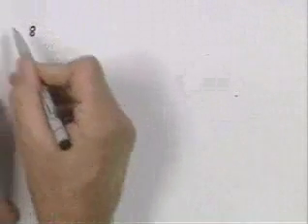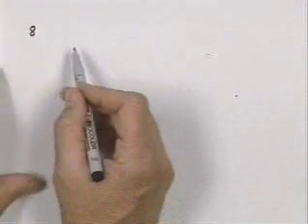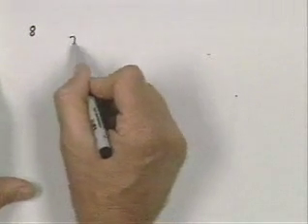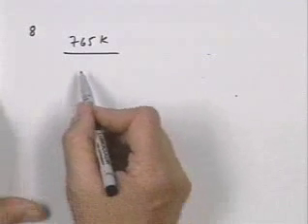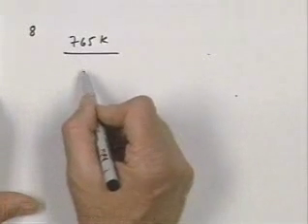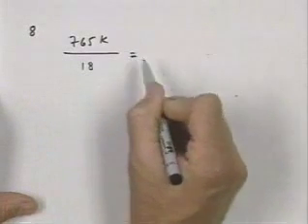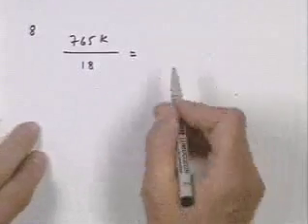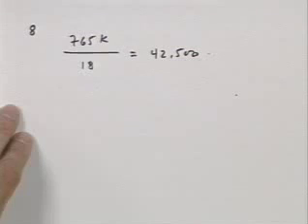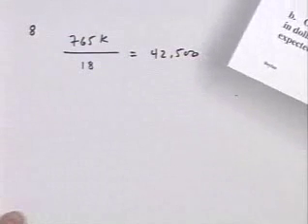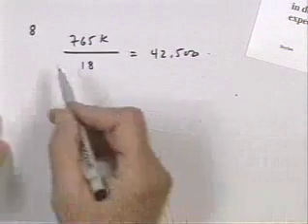So if we go to the pad, this is number 8. Break-even is simply the fixed cost, which in this case is 765,000, divided by the contribution margin per unit, which is 18, and that gives us a break-even of 42,500 units. So that's the first part of A. Going back to the question, so this is 8A.